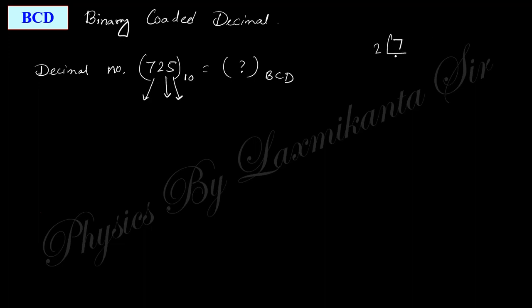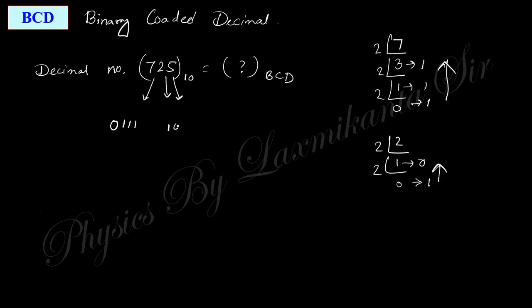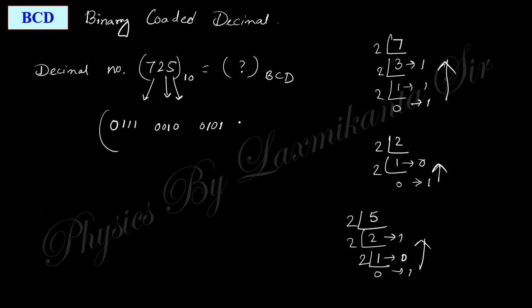Suppose such as 7, that is 111. You need to represent it in 4 digits, so that is 0111. Similarly for 2, 2 is 10, but before that you need to pad it, so 0010. For 5, that is 101, and pad it to 0101. So this is actually the BCD. I think that is clear. So in the four digit format, you change the decimal number into BCD, binary coded decimal number. Clear?